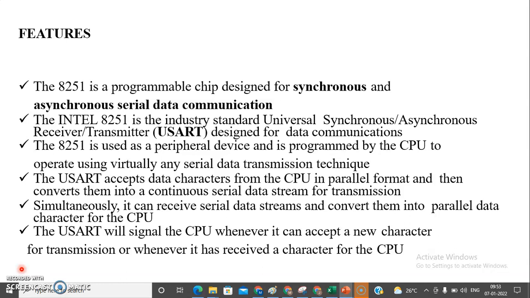Same way, while receiving the data also, the data will be received by this 8251 IC in a serial format. 8 bits of data will be collected, then it is converted into a parallel format, then it is sent to the microprocessor. This is what is done using 8251 IC.